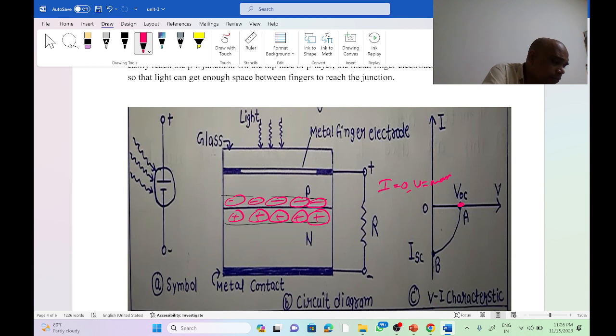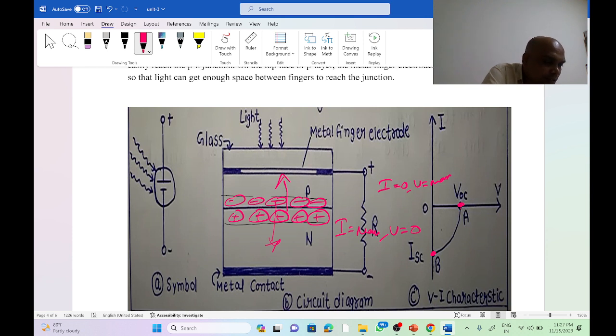But whenever the light falls on the glass, what happens? These electrons are moving in the opposite direction, holes are moving in p type. So due to the movement of these electrons, the depletion region will break down. If it is broken down, what happens? A high amount of current passes through the semiconductor material. So I is maximum, but what is the voltage? If it is shorted, voltage is zero. So at this point, voltage is zero, but current is maximum.